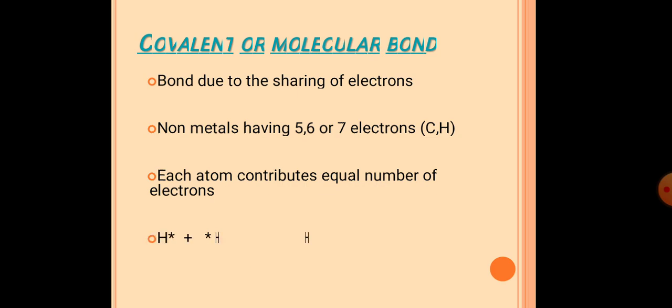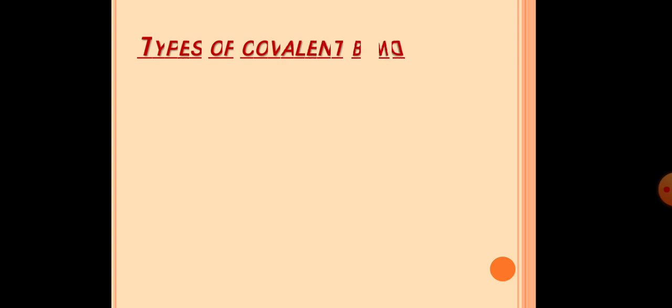For example, let us take the bond between a hydrogen atom and a hydrogen atom to form a hydrogen molecule. When hydrogen and hydrogen combine to form H2, there is a sharing of one pair of electrons, forming a single covalent bond between the hydrogen atoms to form a hydrogen molecule.